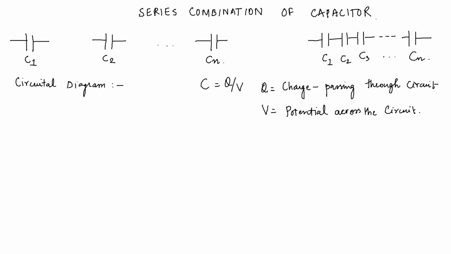So here we will make the circuit diagram like this. We will take n number of capacitors in the circuit. This is our switch of the circuit. Then this is our battery of the circuit.